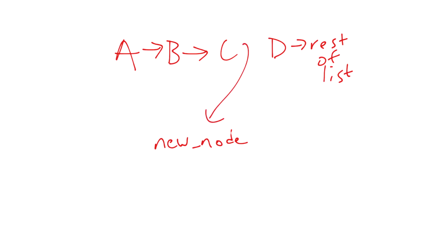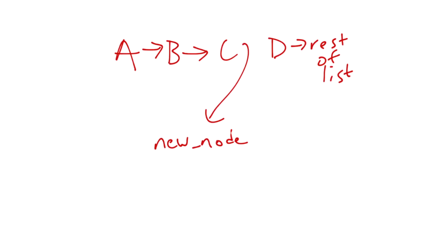All right, seems okay. We just have to finish up now by making the new node's next pointer point to D. But wait, how can we do that? The only thing that could tell us where D was the next pointer previously stored in C. But we just rewrote that pointer to point to the new node, so we no longer have any clue where D is in memory. And we've lost the rest of the list. Not good at all. So how do we do this right?